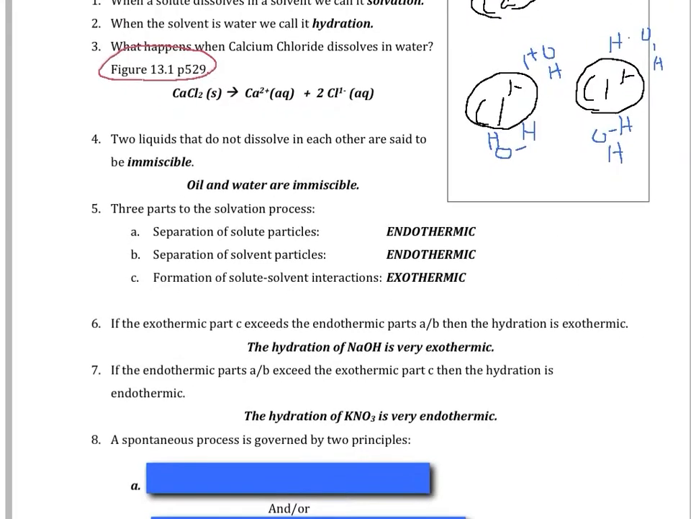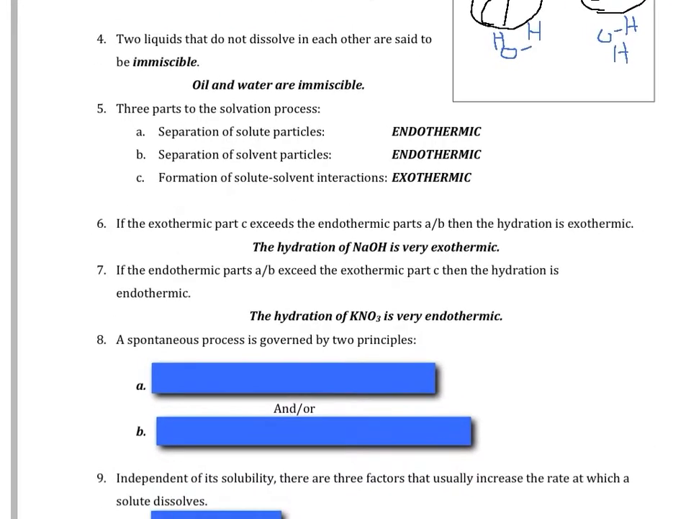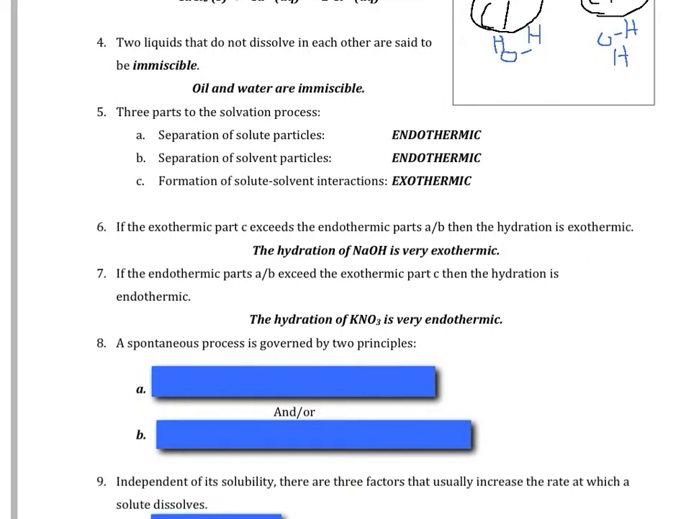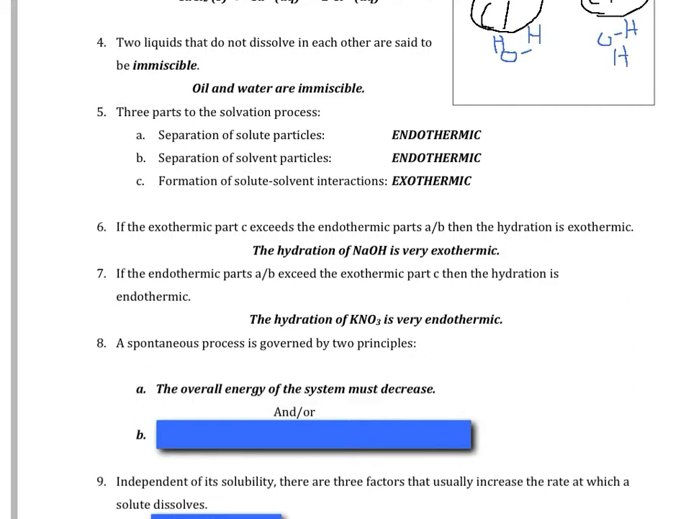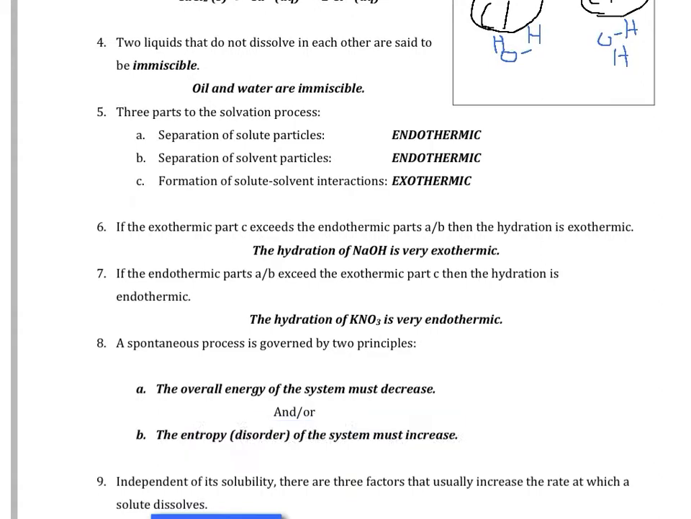Let's advance to number 8. Both of these processes are spontaneous for different reasons. In order for a process to be spontaneous, one of 2 things or both must happen. So overall, the energy of the system must decrease. Most exothermic reactions are spontaneous, or entropy must increase. Entropy is disorder.